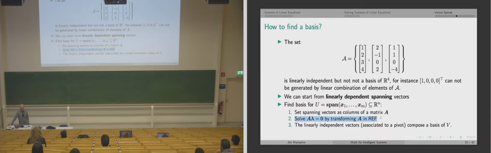So why do we do this then? Why are we solving? So lambda is our kind of weighing factor, like the balancing factor between the vectors. And why are we transforming this A times lambda equal to 0 into row echelon form, and then reading the pivots there?